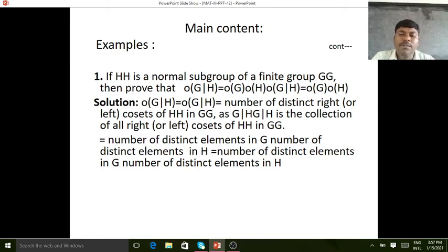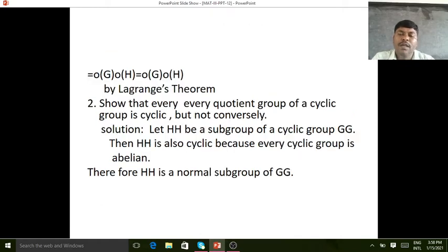Solution. Order of G/H is equal to the number of distinct right or left cosets of H in G, as G/H is the collection of all right cosets of H in G. This is equal to the number of distinct elements in G divided by the number of distinct elements in H, that is equal to order of G divided by order of H. This is by Lagrange's theorem.